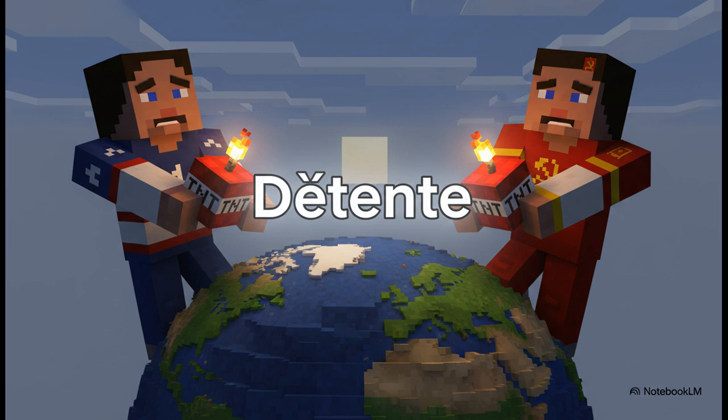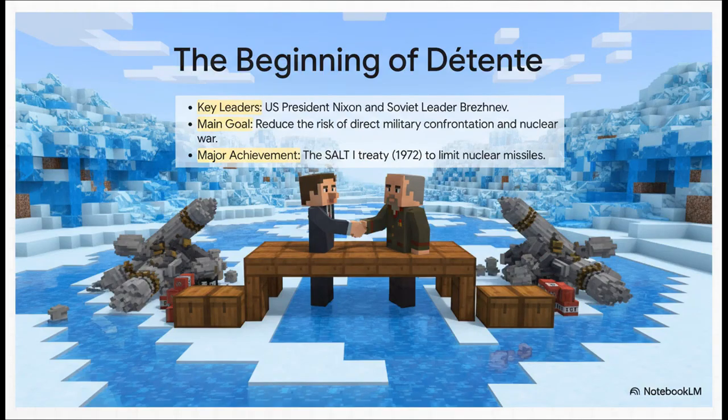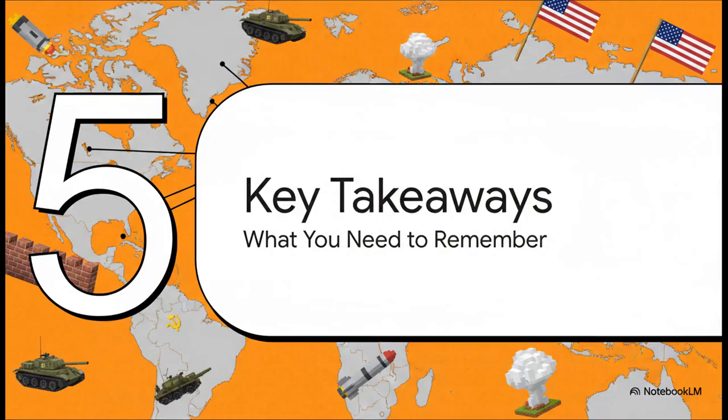an easing of tensions. This new period was led by Nixon in the US and Brezhnev in the USSR. The whole point was just to talk, to manage the rivalry so it didn't spiral out of control again. And they actually had some success. The biggest achievement was the SALT I Treaty in 1972, which was the first time ever that the two sides agreed to limit their number of nuclear weapons. A huge step.